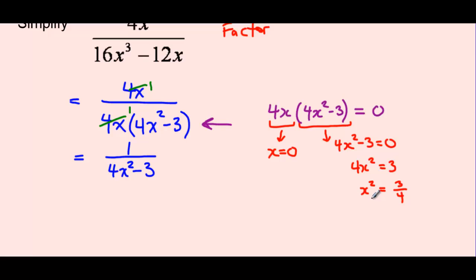Now to get x by itself, we need to square root. So we're going to square root both sides. We're left here with x is equal to the square root of 3 over 4. Now another thing we need to remember is anytime we force a square root when we're trying to isolate for a variable, it means that we need to not only take the positive version, but also the negative version. So this is plus or minus the square root of 3 over 4.